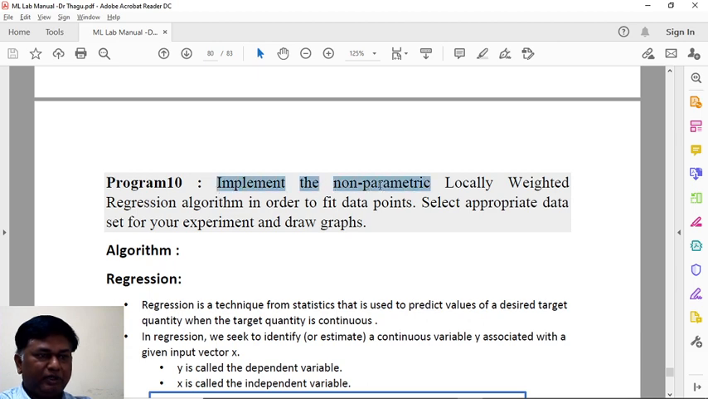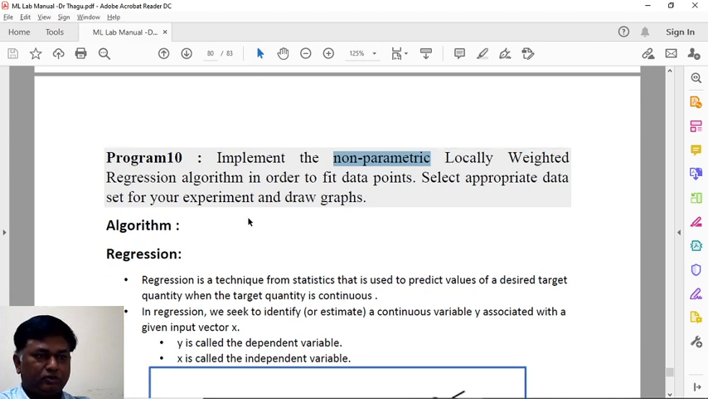You have to implement a non-parametric locally weighted regression algorithm, select the appropriate data set, then draw the graph. So first of all, you should know what is parametric and what is non-parametric. Parametric means the data set follows some distribution, like normal distribution, binomial distribution, some distributions we have studied.